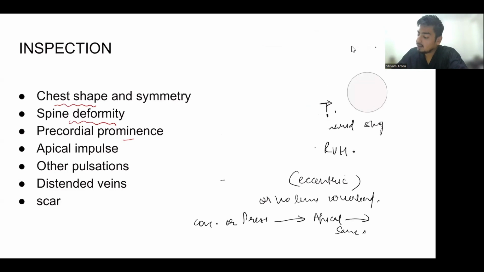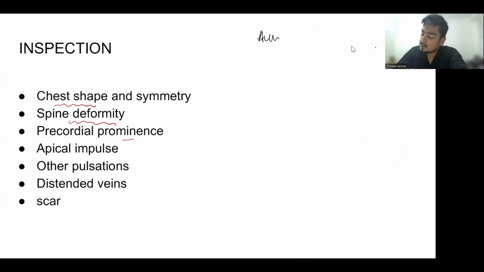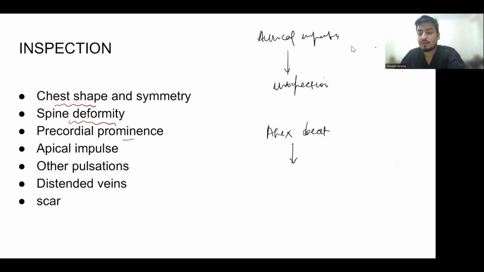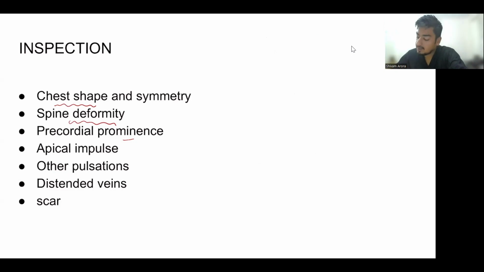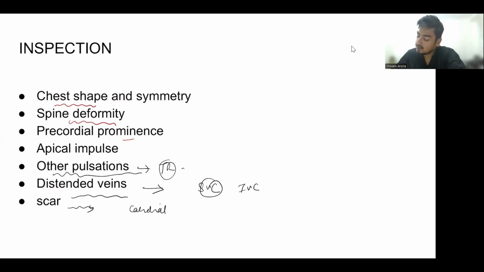Here, another thing to notice is that the apical impulse is a finding of inspection, while when we palpate, it is called the apex beat, which is the finding of palpation. Then we'll look for any other visible pulsations. Sometimes we can have epigastric pulsations in case of RVH, or left parasternal pulsations in case of tricuspid regurgitation. Then we can look for distended veins, which can be because of SVC or IVC obstruction. We can look for any scar mark or sternotomy scar because of cardiac valvular surgeries or bypass surgeries.